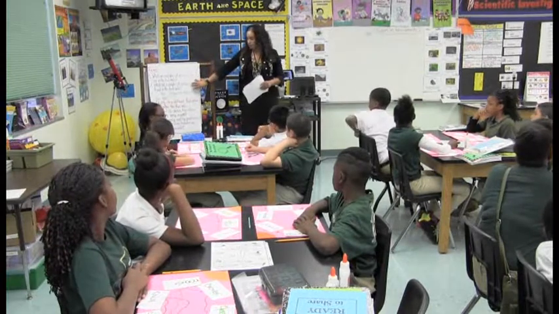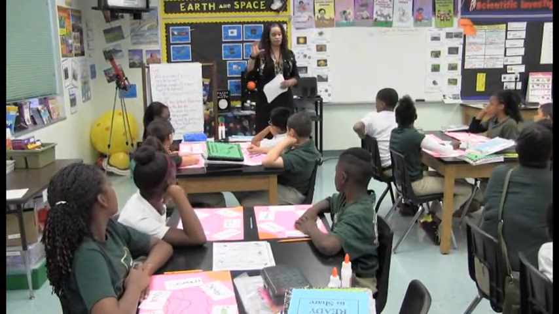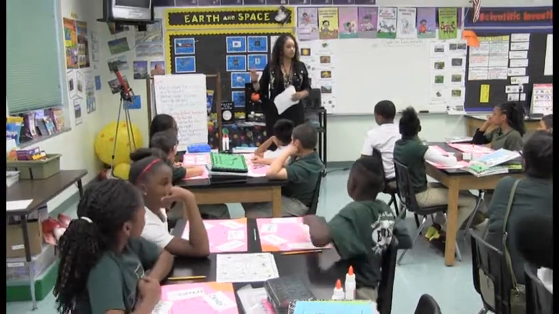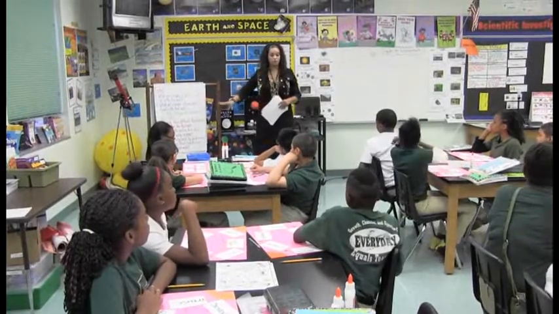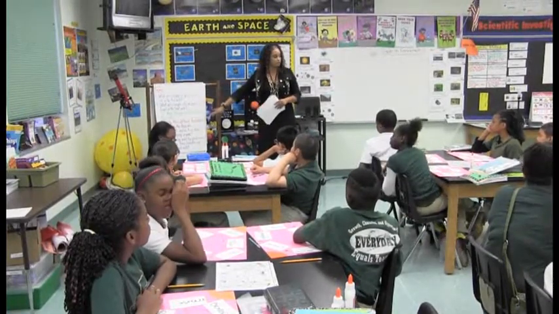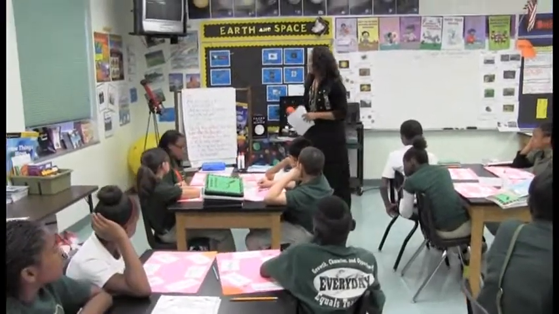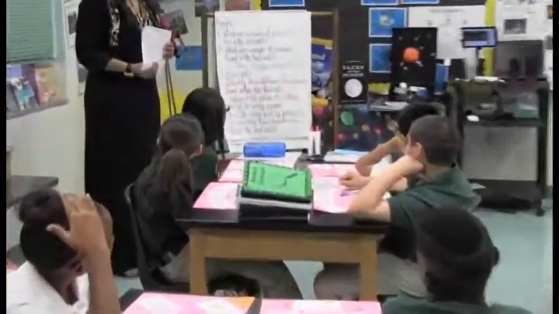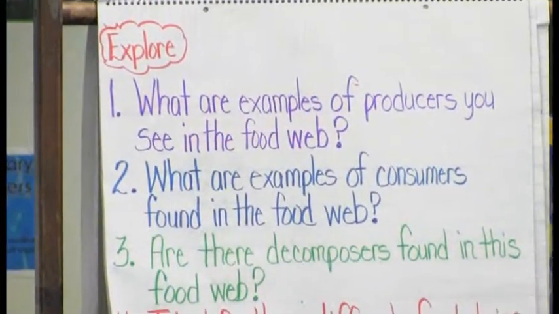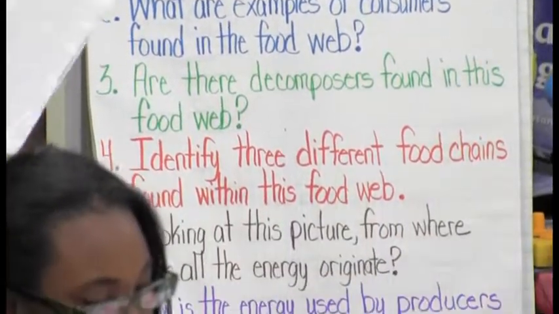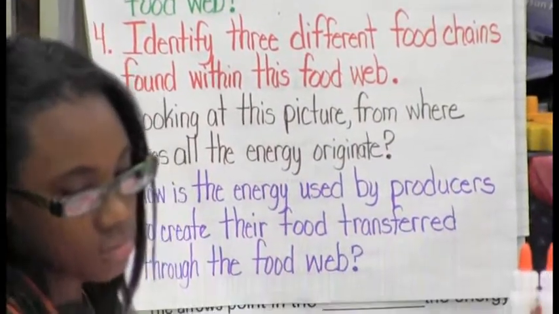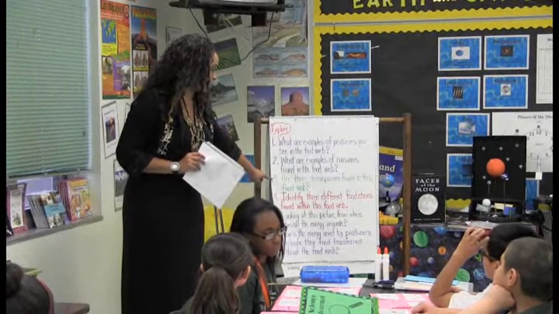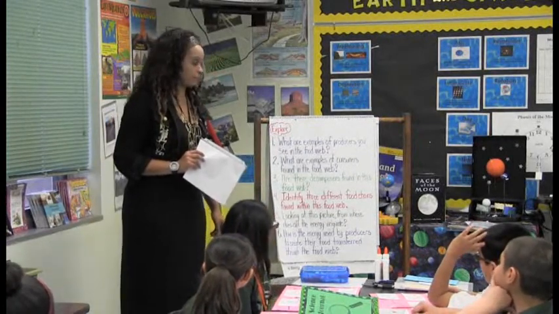I'm going to go through and read the questions, and I have the questions on a little card, so as you're with your group, you can still look at the questions as you're discussing. So number 1, when you look at this, you're going to be looking for the answer to these questions. Number 1, what are examples of producers you see in the food web? You have to know what a producer does. Vocabulary is throughout the room and in your little packet. Number 2, what are examples of consumers found in the web? 3, are there decomposers found in this web?